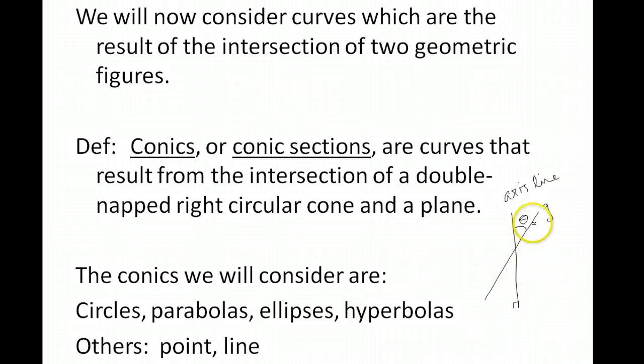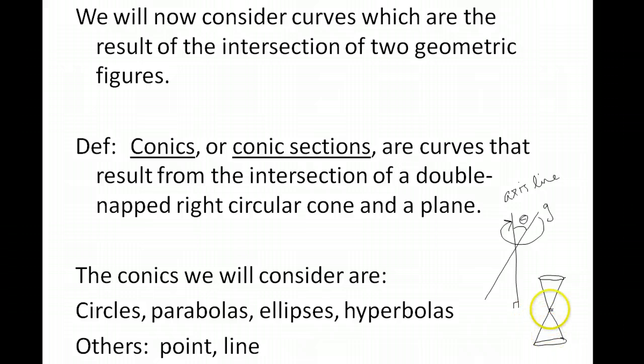Then you take this line G and you spin it around the axis line like this. When you rotate it around like that, you end up creating what's called a double napped cone. And it would look like this. These are the two sides of the cone. This is a double napped right circular cone.